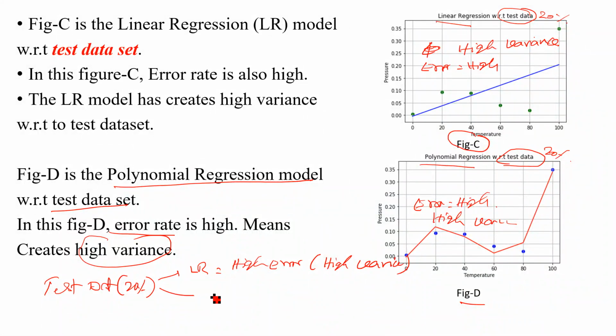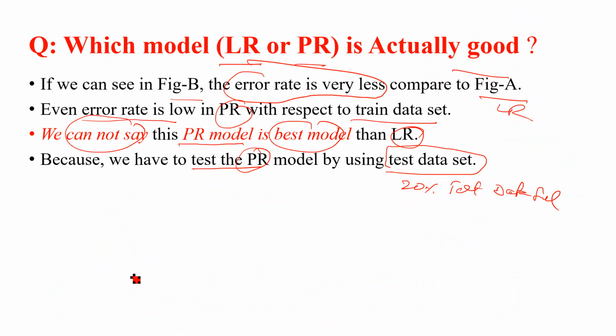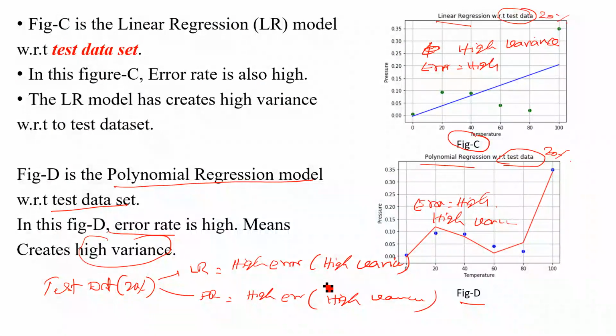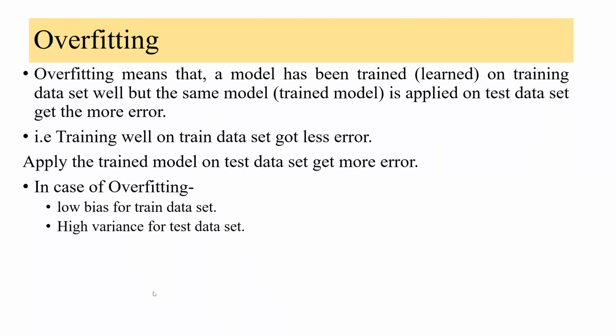So with respect to the 20% test data, polynomial regression has high error, which means here also there is high variance. In the previous slide, with respect to the trained data set, we cannot choose the best model, and in polynomial regression also we cannot choose the best model. With respect to test data also we cannot say this is the best model. So how can you say which model is the best model? Here there is a problem: overfitting.